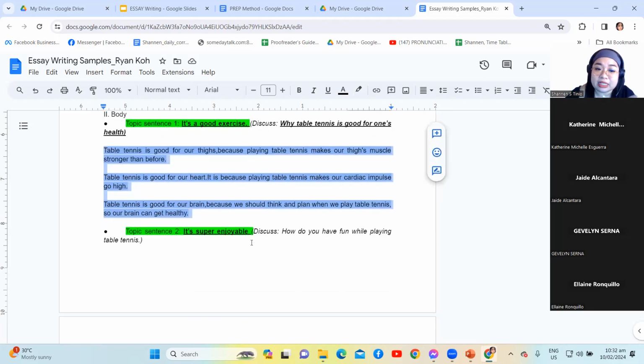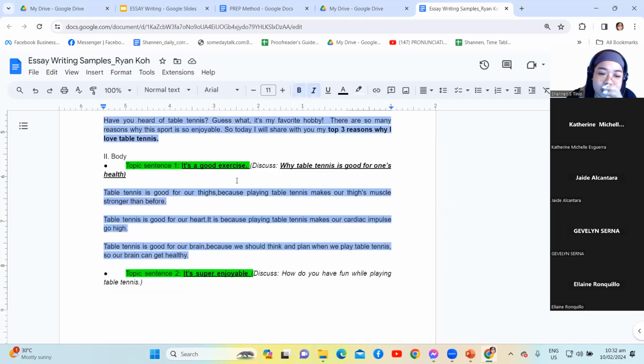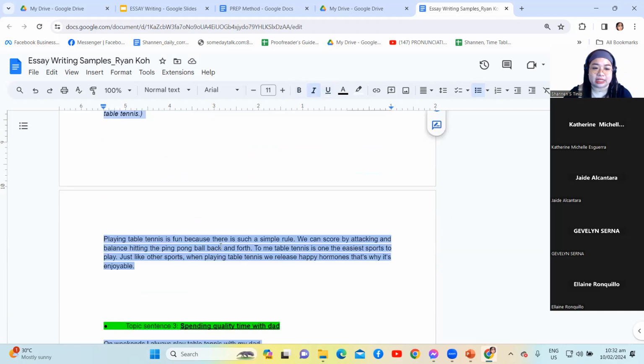So sa topic sentence number 2 niya, another reason daw why he loves table tennis, this is his thesis statement ha, reasons why I love table tennis. Another reason daw, it's super enjoyable. Now, he's going to be stating facts. How do you have fun while playing table tennis? Playing table tennis is fun because there are simple rules.